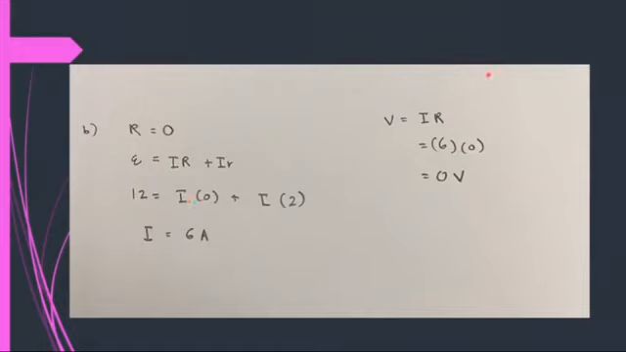So, next kita masukkan je macam tadi dalam formula V equal to IR. I kita dah dapat tadi 6 ampere. Masukkan 6. Resistor tadi dia kasih 0. So, 6 darab 0 jadi 0. So, 0 volt. Senang saja.